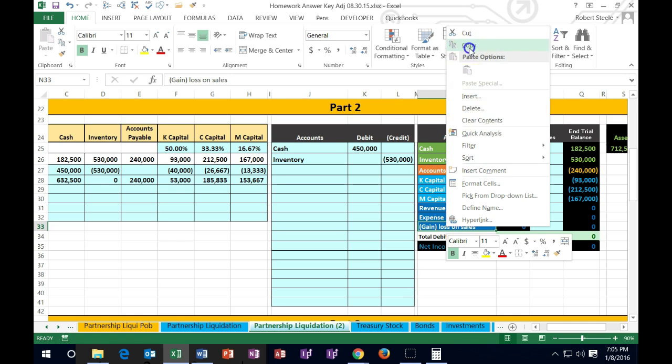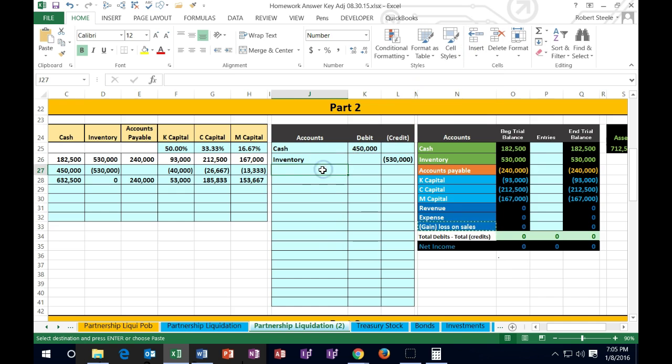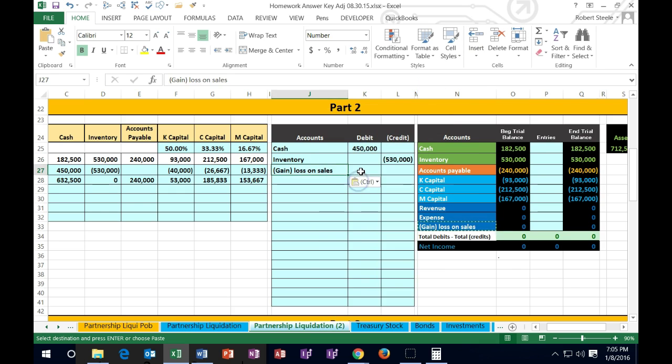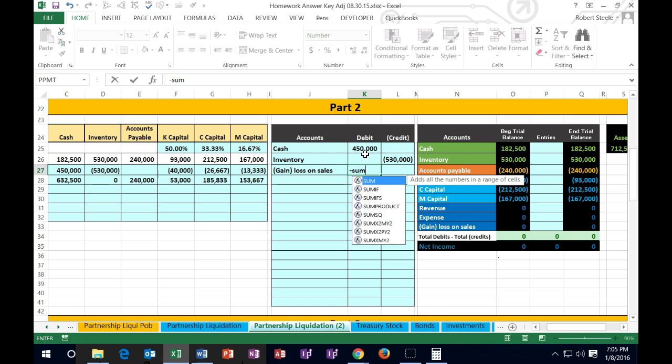Right click, copy. I'm going to paste that in J27, right click, paste 1, 2, 3. We know the loss is that debit of 80,000 here. I'm going to do what I call the plug formula to calculate that 80,000, which will be summing up these cells and flipping the sign. So if I summed these cells, it would be a negative 80. We want a positive 80. Therefore, instead of selecting equals, I'm going to select negative and then sum of these four cells.